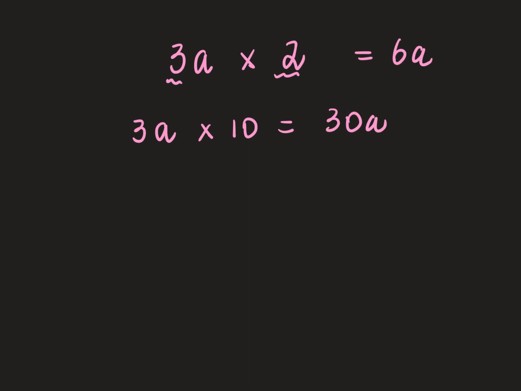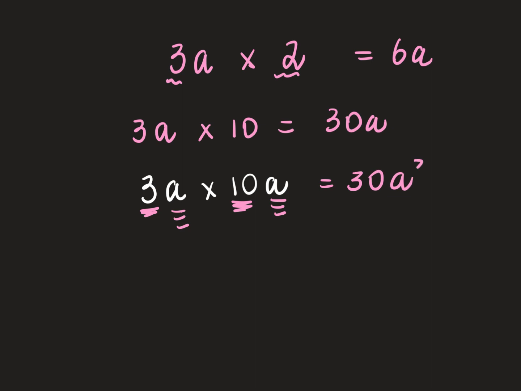Now here's something that looks similar but isn't. I've got 3a times 10a. What's the difference there? Notice here there's no a here. 3a times 10a, here's what I do. I multiply the numbers. 3 times 10, that's 30. And I multiply the a's. I've got a times a. What does that give me? a squared. 30a squared.